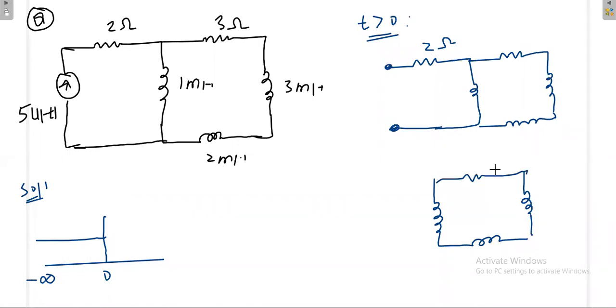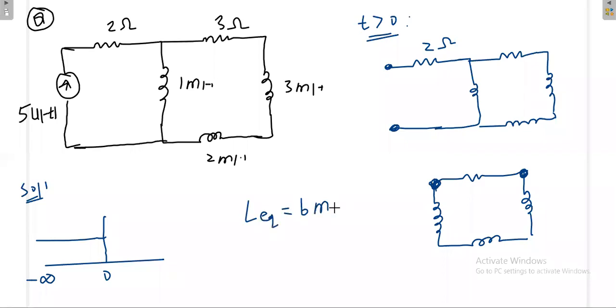Once I consider like that, what is the L equivalent? I can measure L equivalent here. That means series combination of all the three inductors. Because when t greater than 0, this current source is removed, then this 2 ohm is useless. I can remove that. Then finally I have to find out L equivalent. Once I concentrate on the inductors, all are in series without any confusion. So simply the L equivalent is 3 plus 2 plus 1, that is 6 millihenry.